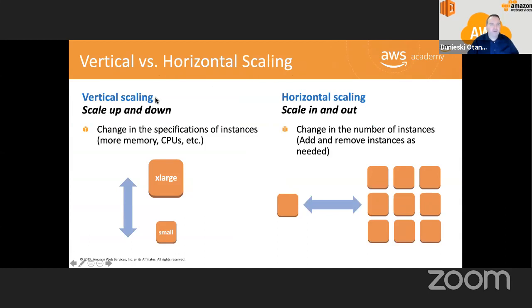Okay, so what is vertical scaling? It's scaling up or down, okay? So let's say that we need more power in an EC2 instance, so we need a higher instance type, okay?